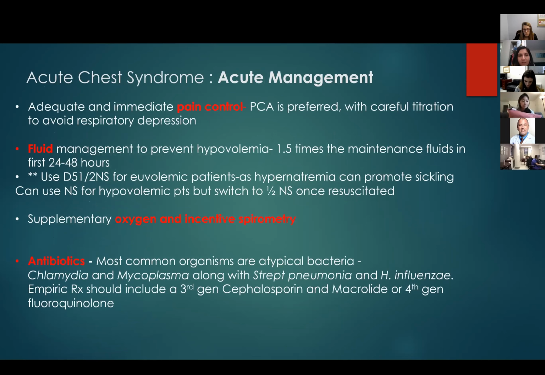Management is very, very similar to what we discussed for an acute pain crisis, but the mainstay is antibiotics and blood transfusion in this case. So pain control, we usually prefer PCA, fluids we spoke about, oxygen, incentive spirometry, antibiotics. You want to cover for community-acquired pneumonia, so you typically use third generation cephalosporin plus macrolide, or you can use Levaquin.